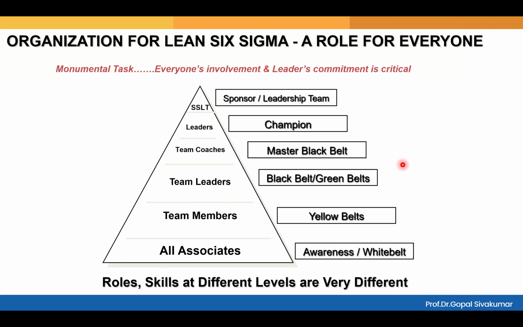But a black belt is a full-time Six Sigma expert, meaning he is expected to complete 6 to 8 improvement projects within a year. All of you, do you understand the difference here between green and black belt? And then there is another important role. The highest level of proficiency in the ladder of Six Sigma is master black belt.